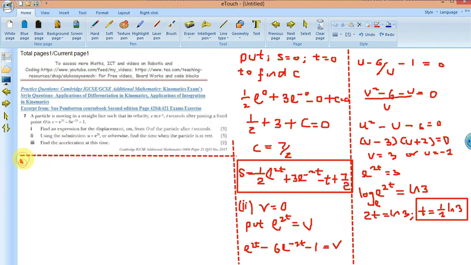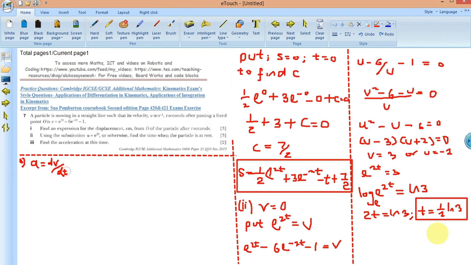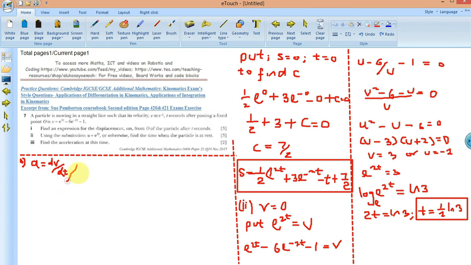So I want to find the acceleration. Therefore, to find the acceleration, a is dv/dt. So differentiate velocity with respect to time. Now they say at this time, at what time? This one here. So at t equals half ln 3. Okay, so yeah, let's go ahead and do that now.